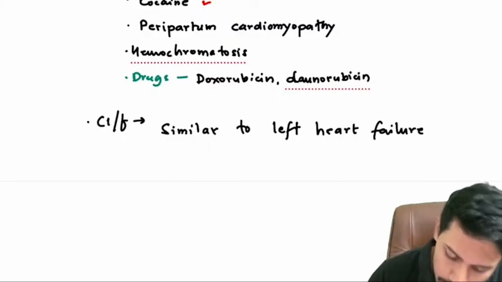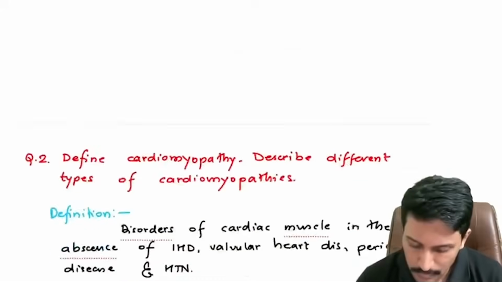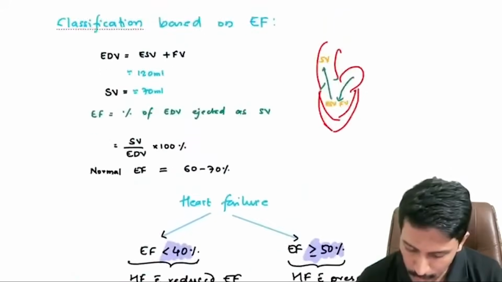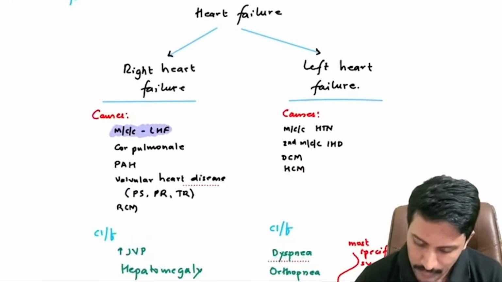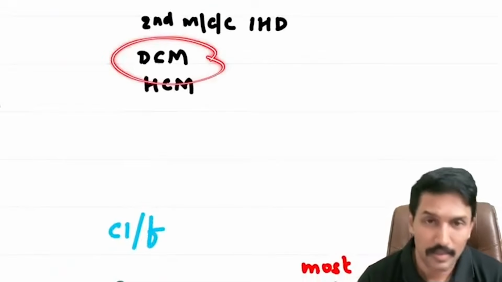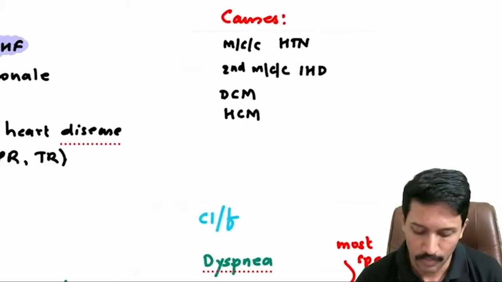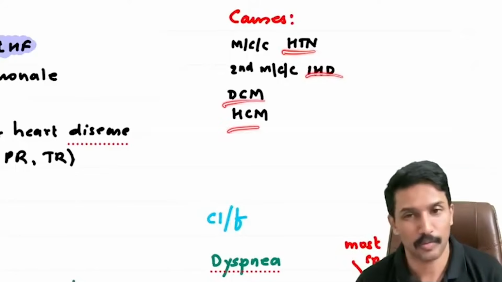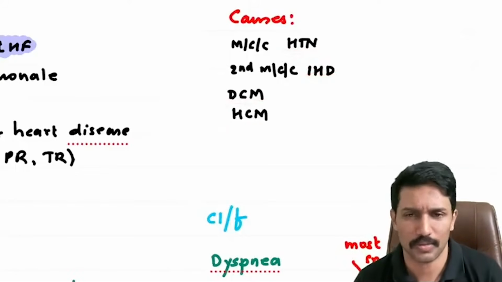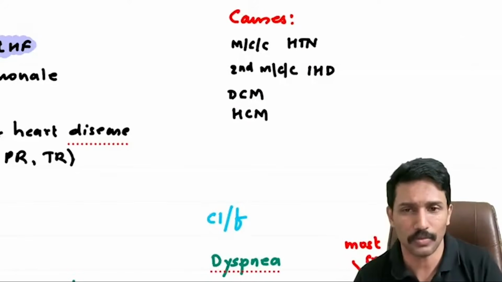Remember, in heart failure itself, I mentioned that dilated cardiomyopathy can present as left heart failure. So it's like a patient presents with left heart failure. We will think of hypertension, IHD, dilated cardiomyopathy, hypertrophic cardiomyopathy. These are the causes. I will investigate to find out the cause.